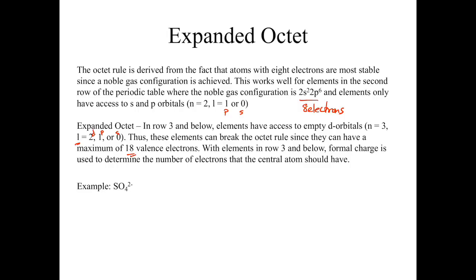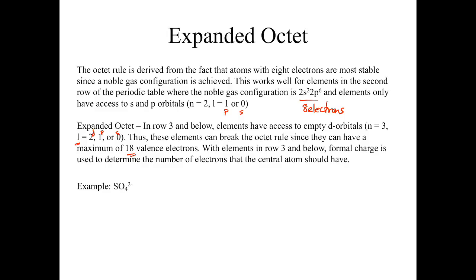Now, just because an element doesn't have electrons in the d orbitals doesn't necessarily mean that it can't access them. They're there. The d orbitals are there. We know that because n is equal to 3. Therefore, 2 is an allowed value for L. So just because they're empty, it doesn't mean that it can't access them. So with elements in row 3 and below, formal charge is used to determine the number of electrons that the central atom should have. Not necessarily just the fact that it should have 8.